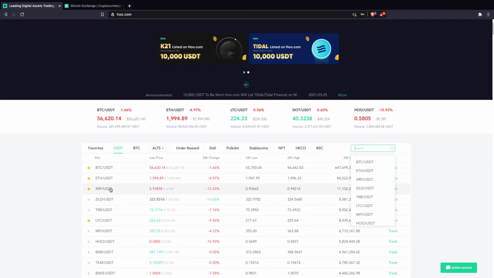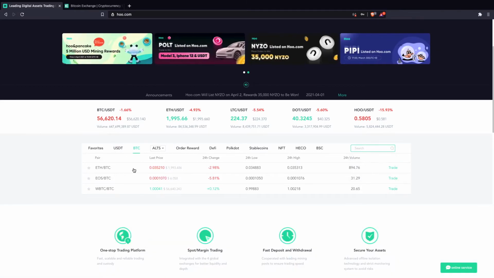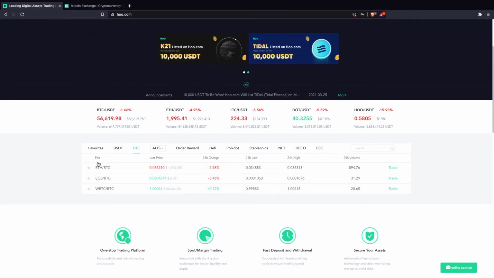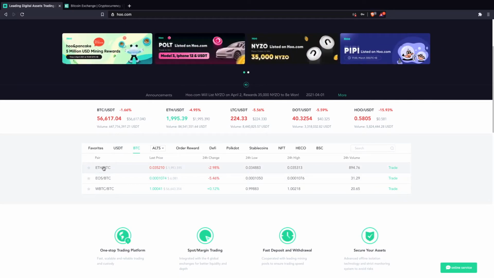You'd make sure you have that base currency. So in this case, we're in the USD Tether market. So if you hit Bitcoin, you'll see all the pairs have the Bitcoin at the end of it, right? So that's how this works. So here, if I wanted to buy Ethereum in this market, the Ethereum Bitcoin, I would need to sell my Bitcoin to get Ethereum. Okay.